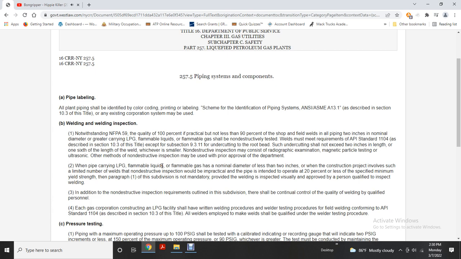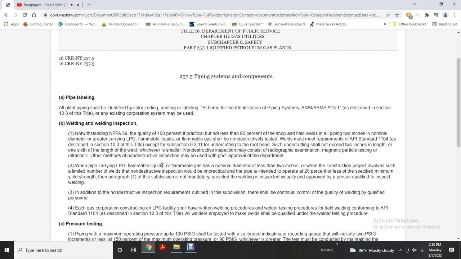Welding inspection. Notwithstanding the National Fire Protection Association 59 code, 100% of the practical, but not less than 90%, of the shop or field welds on all piping of 2 inches nominal diameter or greater carrying liquid petroleum gas or flammable gas should be done and strictly tested. Welds must meet the requirements of American Petroleum Institute Standard 1104, described in section 10.3 of this title, except for subdivision 9.3.11.